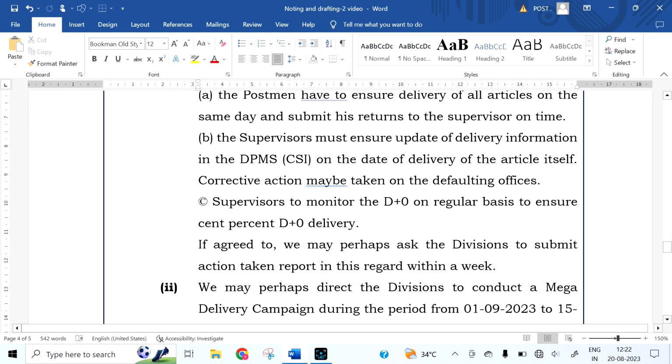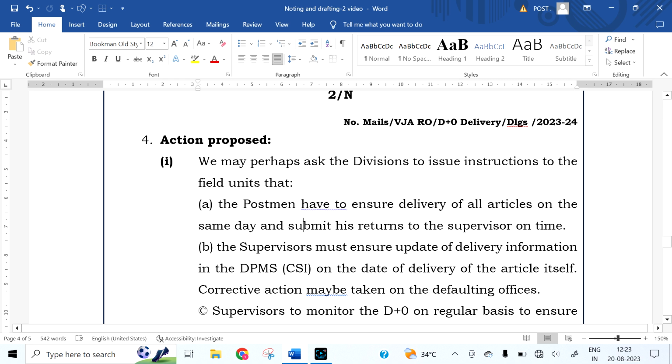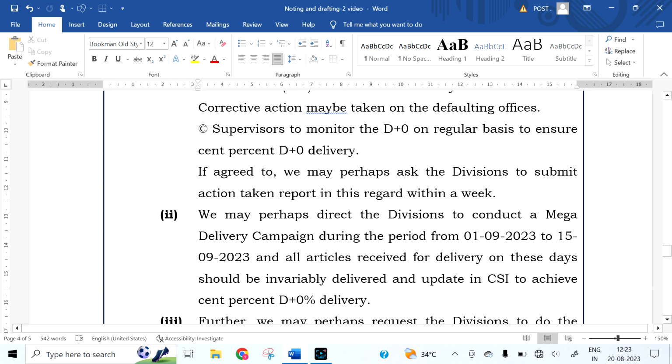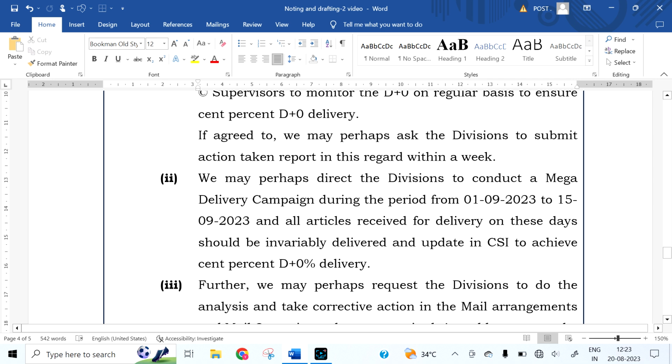And supervisors to monitor D plus 0 on regular basis to ensure 100% D plus 0 delivery. So supervisors' monitoring is also lacking. So that point has also been covered, and instructions will have to be issued by the divisions. And we have proposed accordingly. If agreed to, we may perhaps ask divisions to submit action taken report in this regard within a week. So this is one point.